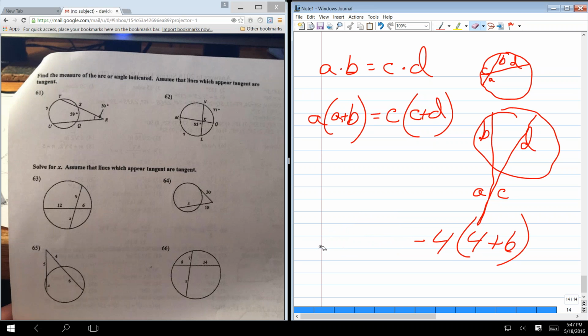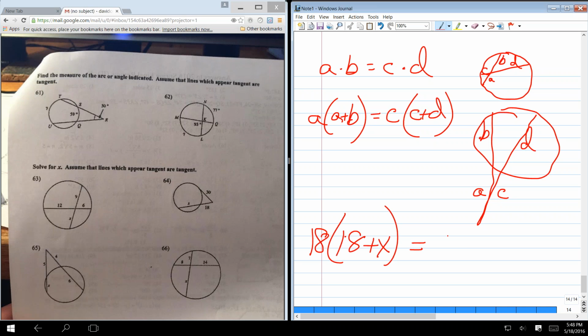Now, notice problem 64 is slightly different. It's not two secant lines, but it's the same formula. In other words, I can say 18 times 18 plus x. Let me write it for you. 18 times 18 plus x equals 30 times, what's the length of that whole line? 30. So 30 squared.